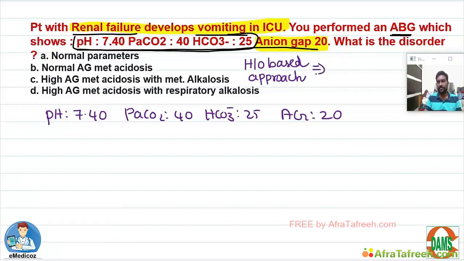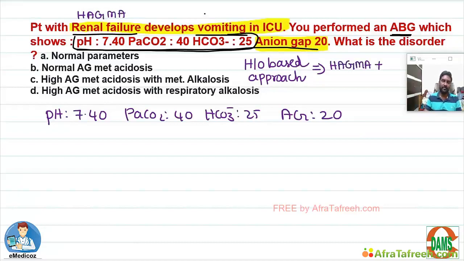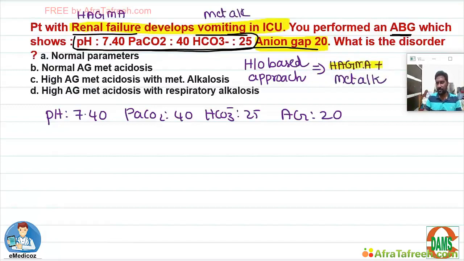History-based approach. What can this patient probably develop with the given history? The patient is having renal failure. Renal failure generally causes high anion gap metabolic acidosis. And vomiting generally causes metabolic alkalosis. Now, if you see in this patient, there is something peculiar. There are two metabolic disorders, and they are mutually opposite. Metabolic acidosis, metabolic alkalosis, they are mutually opposite.